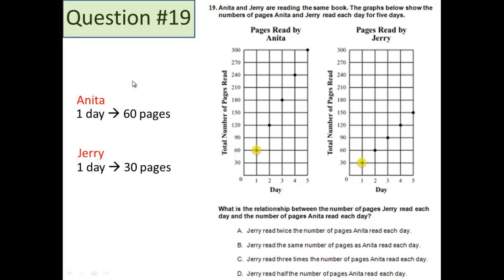So now, if we know this is true, and it is, we just read it off the graph, which of these is true? A, B, C, or D? Jerry read twice the number of pages as Anita? No, he didn't. He read less than she did. Jerry read the same number? No, he didn't. He read less than she did. Jerry read 3 times the number of pages? No, he didn't. He read less than she did. Jerry read half the number of pages? That's true. Jerry read half as much as Anita. Okay? So a different kind of problem there, but still using the same strategies that we've used before. That was number 19. Let's move on to number 20.